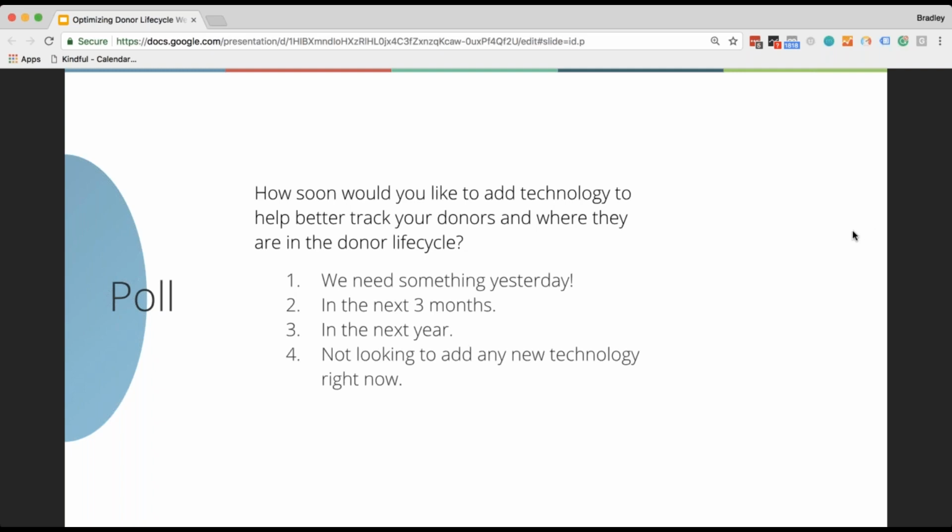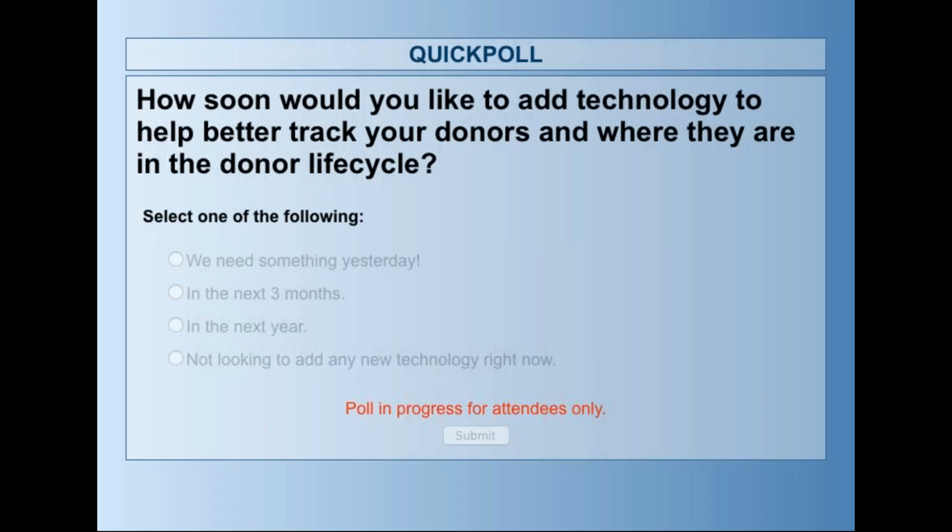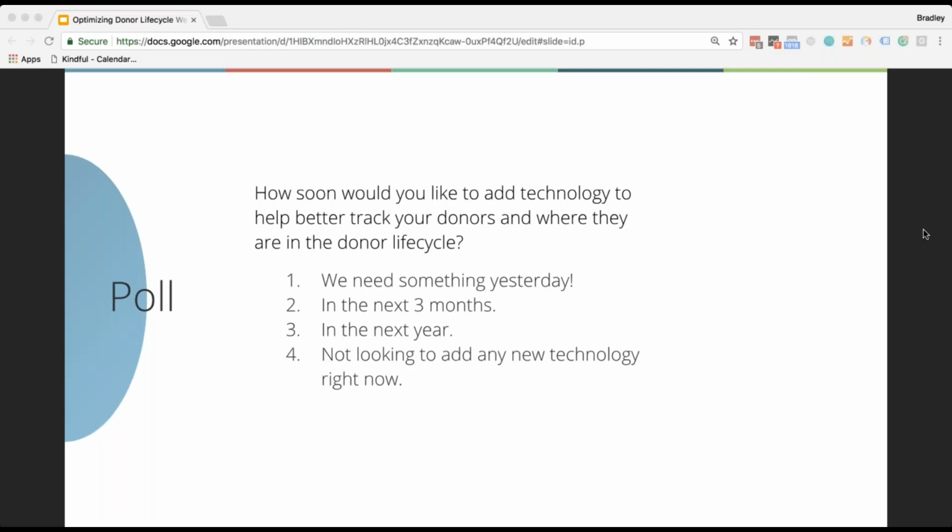So I'm going to launch this poll. Let everybody put in their answers here. There we go. So we'll see how many people are still paying attention. Okay, and we'll give it here just a couple more seconds. Looks like about 50% of people have responded. We'll give it 5 more seconds. So, all right, let's go ahead and close the poll and we'll view the results.